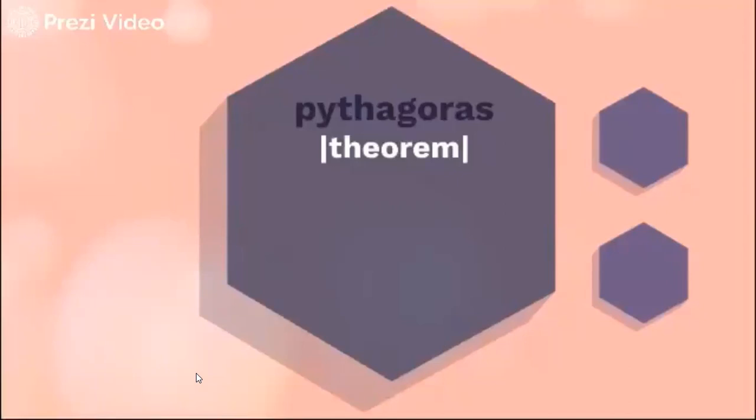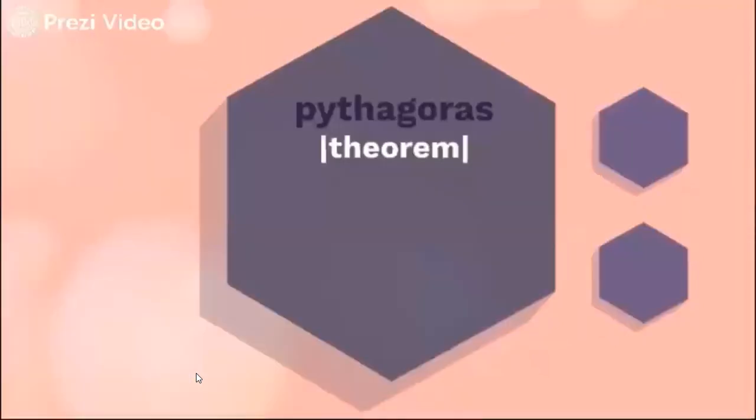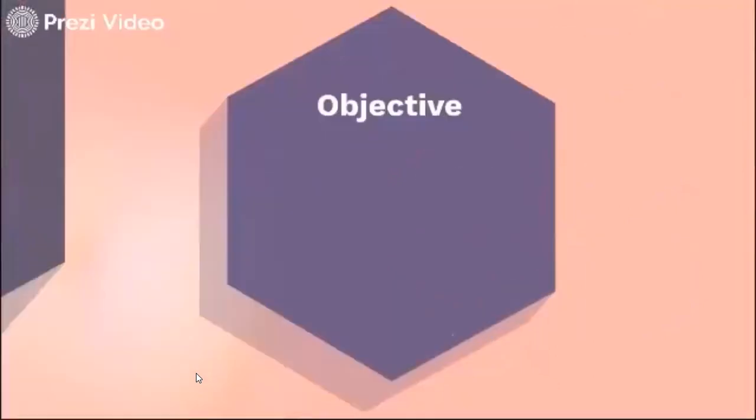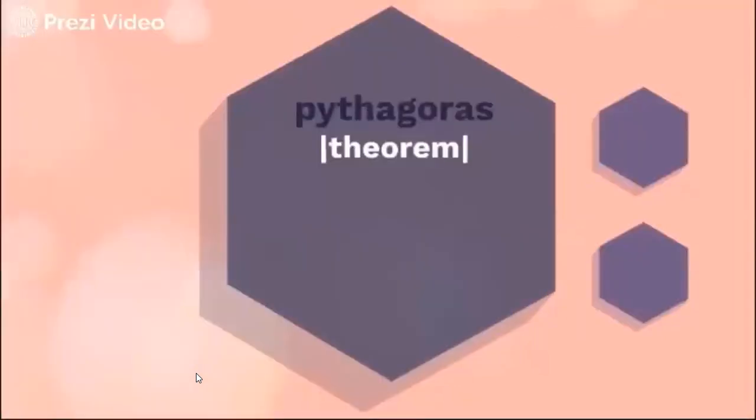So next is the converse of Pythagoras theorem. The converse of Pythagoras theorem is nothing but: in a triangle, if the square of the length of the longest side of the triangle is equal to the sum of the squares of the lengths of the other two sides, then the triangle is said to be a right angle triangle. This property is called the converse of the Pythagoras theorem. Now let us verify this property.